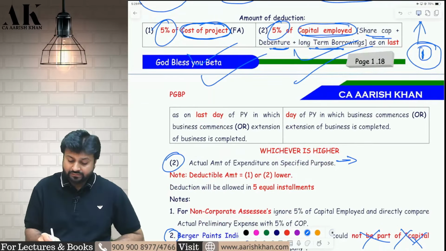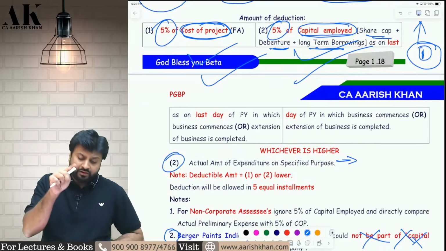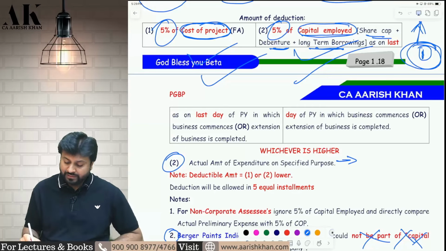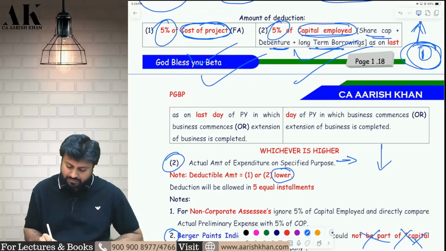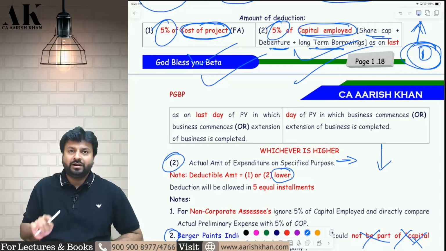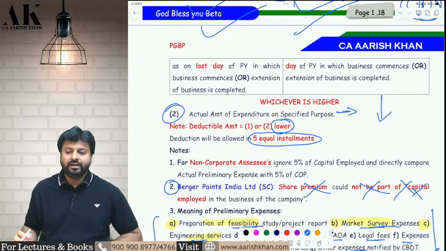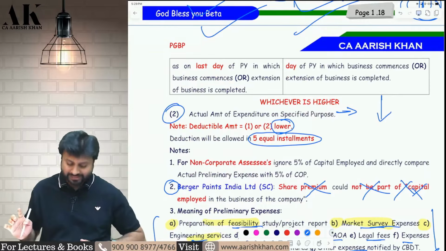Whichever is higher, 5% of capital employed or 5% of cost of project, that will become your point number 1. That you will compare with what? Point number 2, which is your actual expenditure, and then whichever is lower, that will be allowed as deduction, but that too will not be allowed as deduction in one shot. That will be allowed as deduction in 5 equal installments. I hope it is clear to all of you. Is this clear?